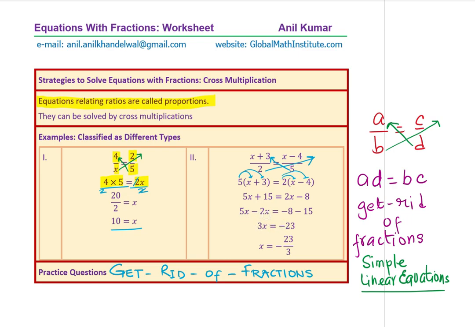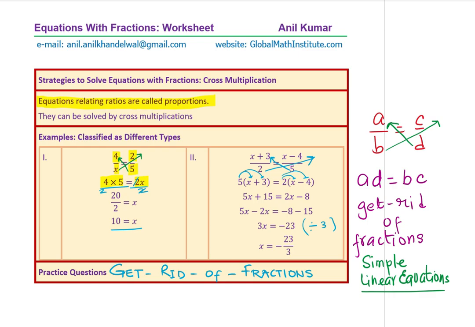So 5x minus 2x is 3x, and minus 8 minus 15 is minus 23. And now you can divide by 3 on both the sides. Once you do that, you get x equals minus 23 over 3. So that is also, in a way, a cross multiplication. You get the idea. So is it absolutely clear to you?